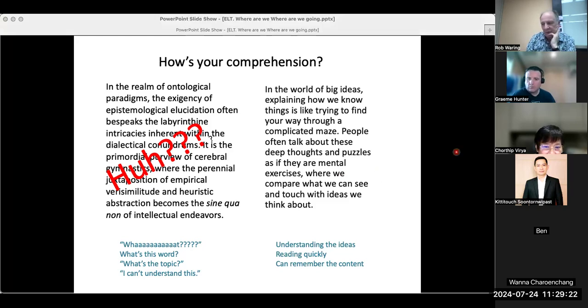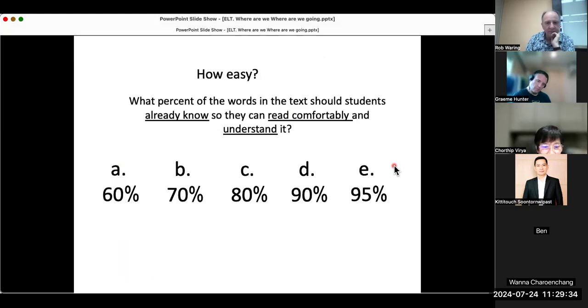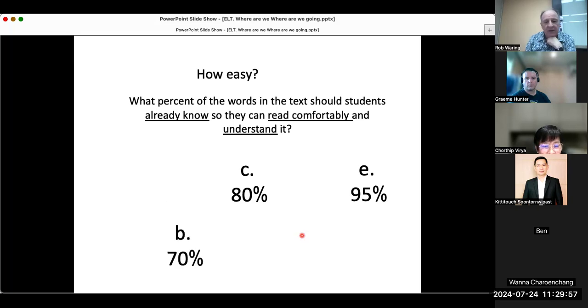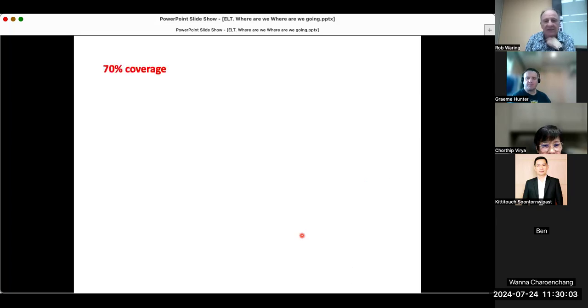So what do we mean about something that's too difficult? What we've got here is various levels. This is what we call studying. This is language-focused learning. This is meaning-focused learning. If we look at the percentage of words that you need to know already before you can read a text comfortably, is it 70%? 80%? 90%? Well, we know that the percentage of words you need to know is actually higher than 95. It's 98%.